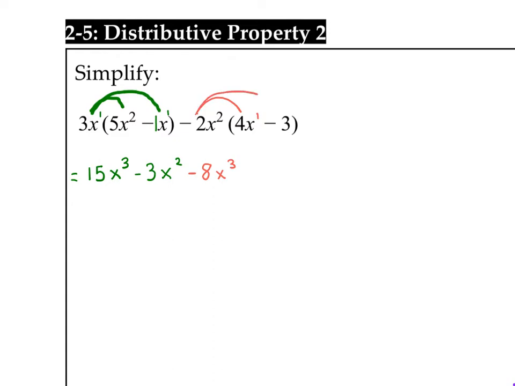For the second term, when you multiply the coefficients, negative 2 times negative 3 is positive 6. There is no exponent on the negative 3, so you just have x squared.